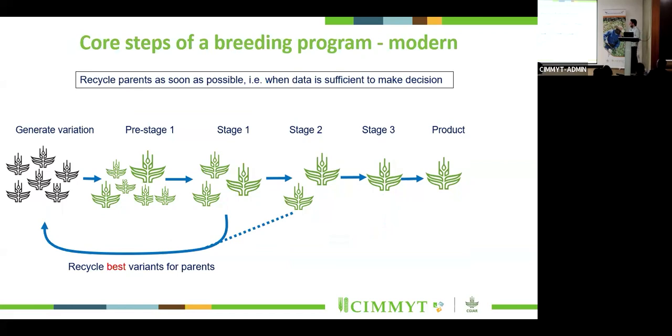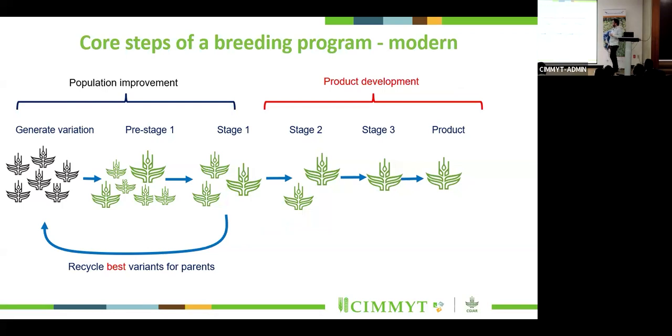In a modern breeding program, the concept has changed a bit. So what we're trying to do in a modern breeding program is recycle the parents as soon as possible before going through all these stages. As soon as possible means when we think we have enough information to make a good decision, we do it. We don't wait till the end. Okay? In an ideal world, we might do this after 1 stage of yield testing, but there may be a reason to go to a stage 2 or later, but basically the idea is to go as quickly as possible.